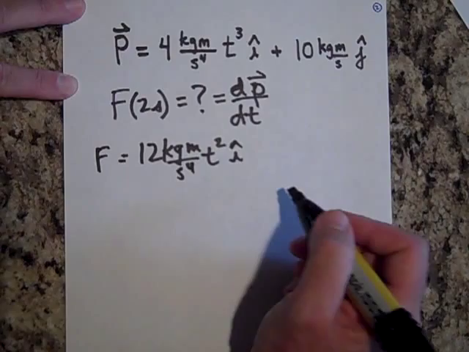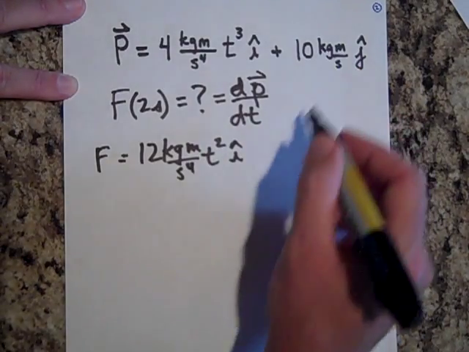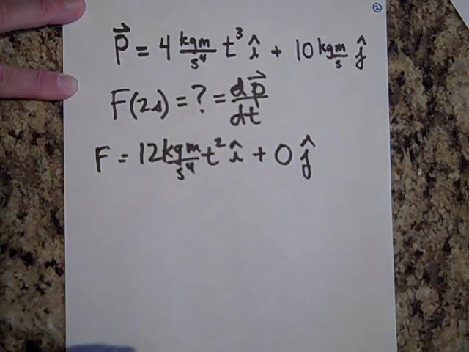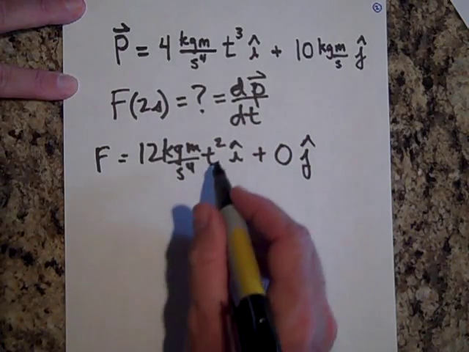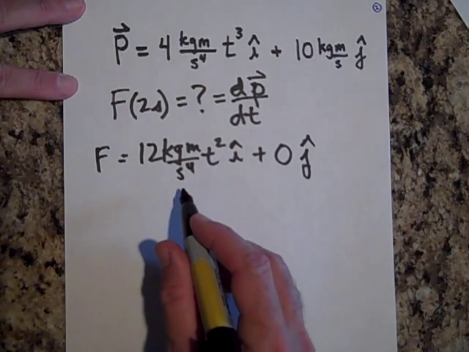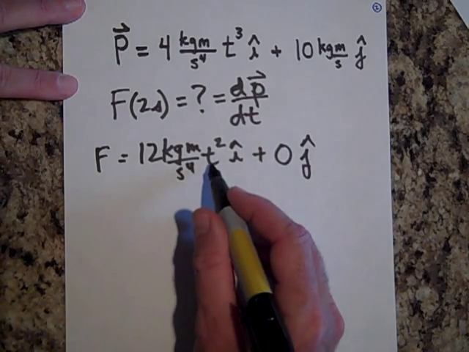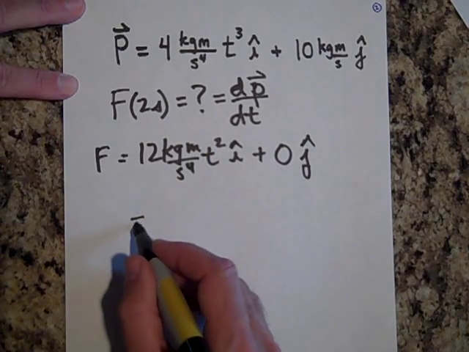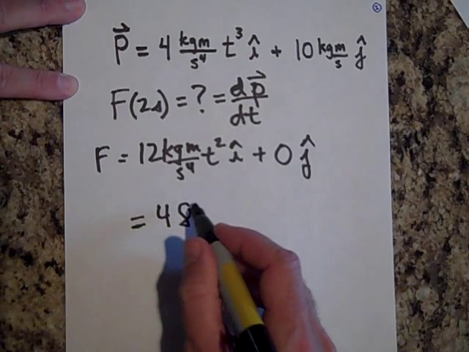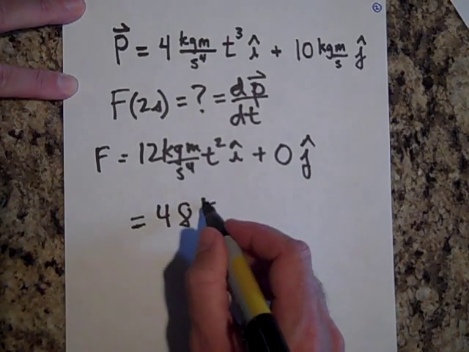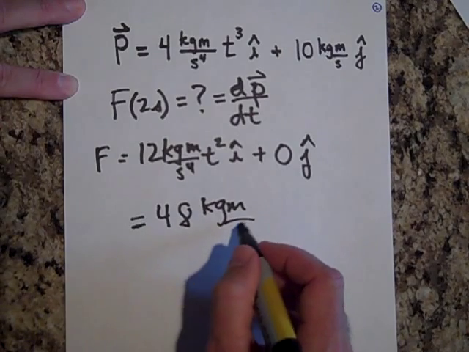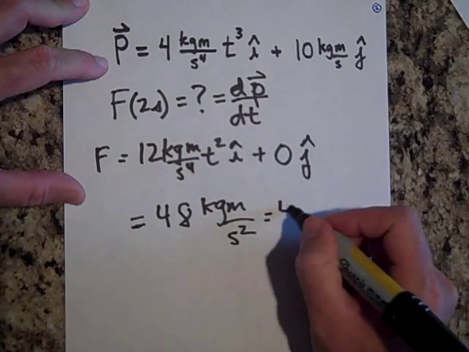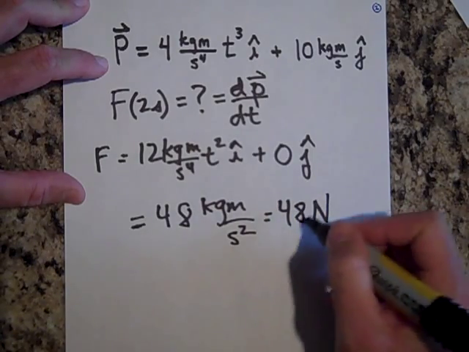In the j direction, that's a constant, so when you take the derivative of a constant, you get 0. Go ahead and put in 2 seconds then. When you put in 2 seconds, notice that what we get is 4 seconds squared, and so I'll get 48, and that's going to be kilograms meters per second squared. That's the same thing as 48 newtons. Well, there you go.